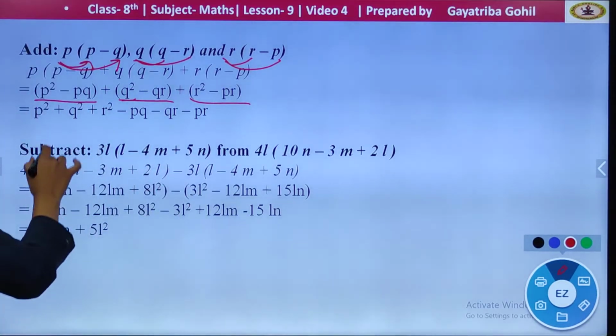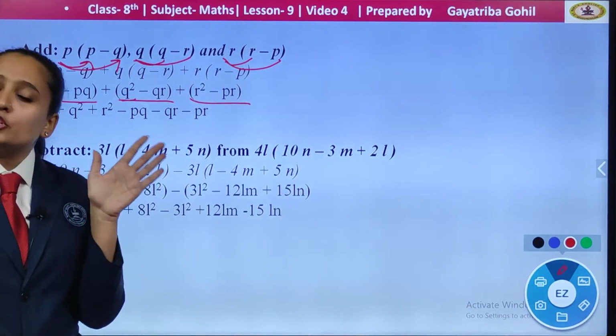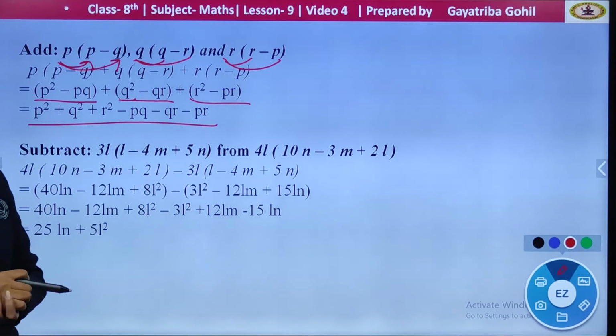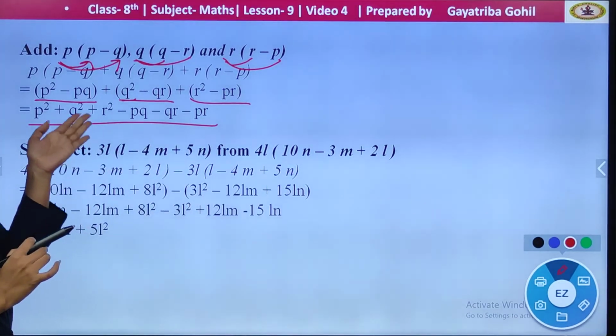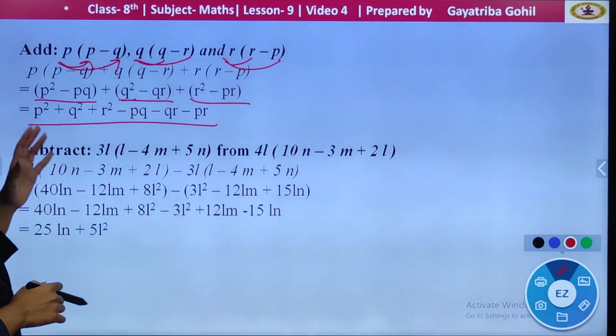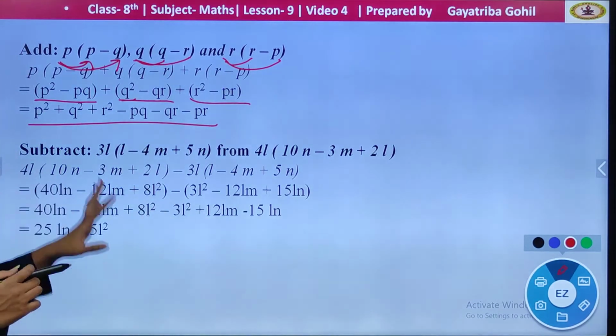Open the brackets, and when you bring all the like terms together, we have already done this before, you will get p square plus q square plus r square minus pq minus qr minus pr. So, over here you will not be getting any like terms. So, simply you will be arranging them, right.